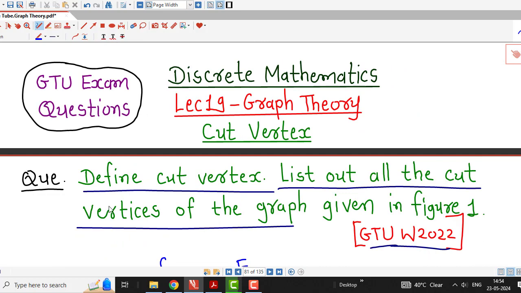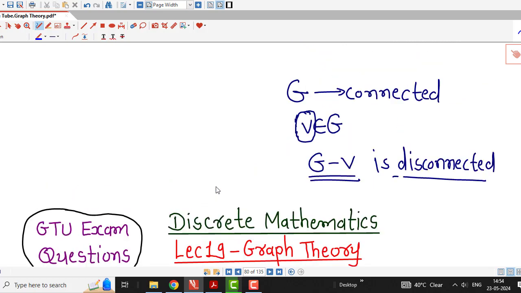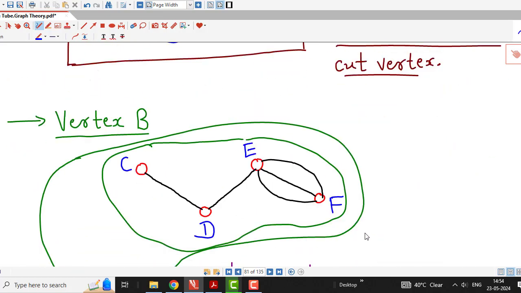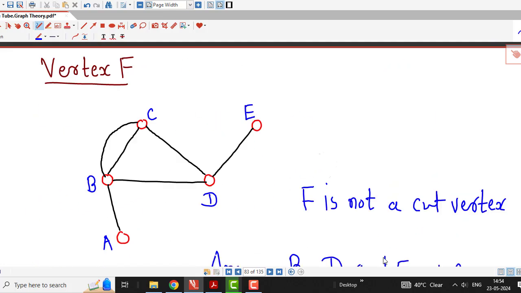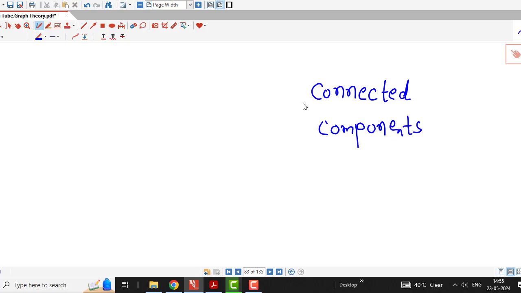So this is a very easy question. You just have to remember the definition of cut vertex. If your graph is connected, then a cut vertex means that after removing that vertex and all edges containing that vertex, we obtain a disconnected subgraph. And keep in mind that if our graph is not connected, then it will have some connected components. If our graph is disconnected, then it will always have at least two connected components.